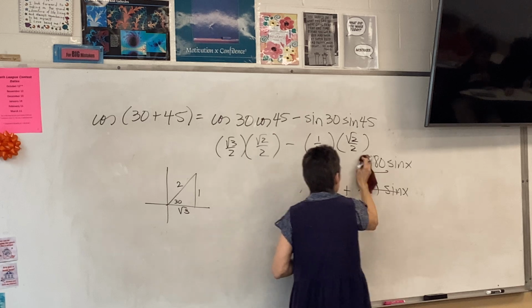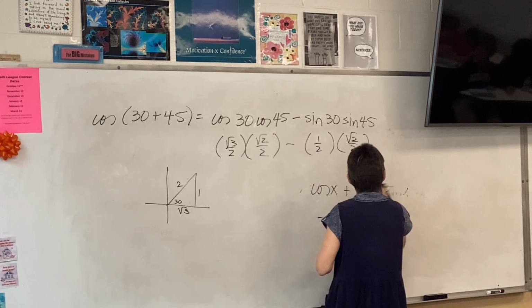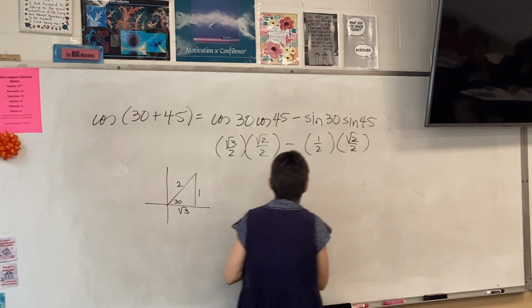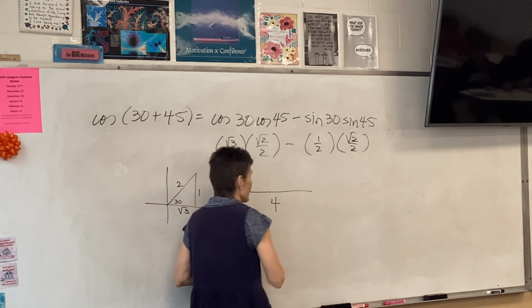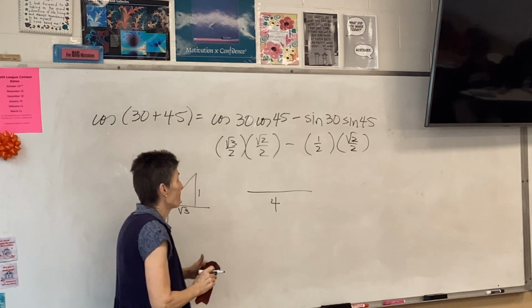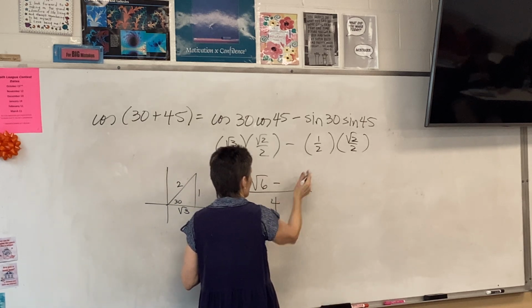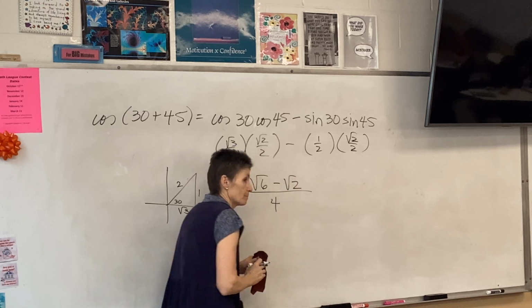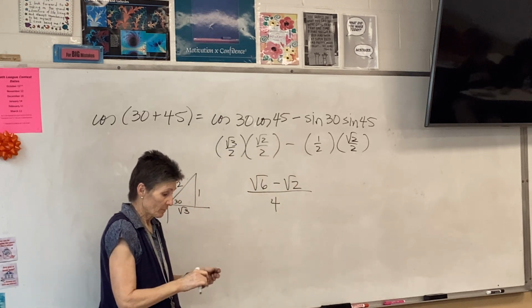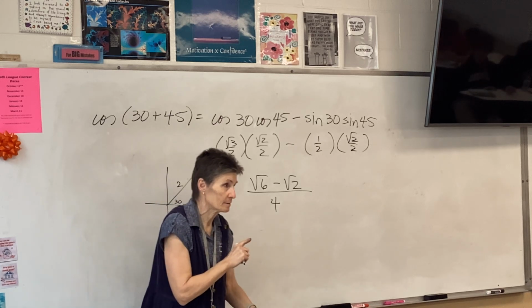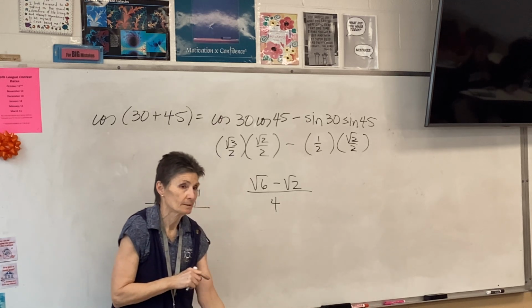So we can make one fraction, but you can't really make one number. So we're over 4, that's our common denominator. And our numerator is root 6 minus root 2. And we're not surprised, because these are the ones we talked about. They always look something like that.